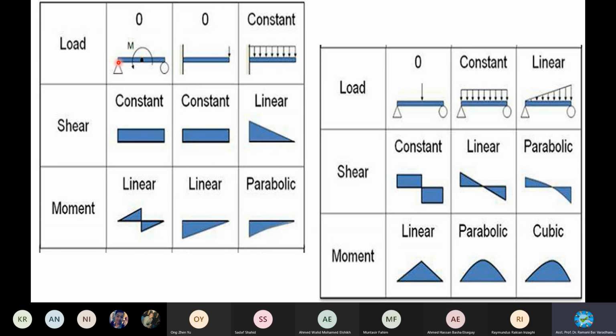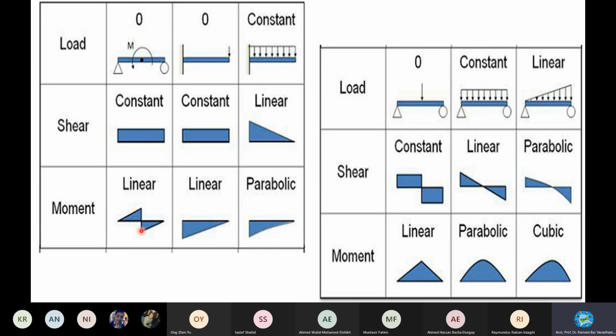From here to here is a response of the reaction. From here until the left side of this point is due to the reaction. Reaction times distance, until the left side of this point. When it comes here, there is another moment added, which is this moment. That's why the value goes down, the moment added.